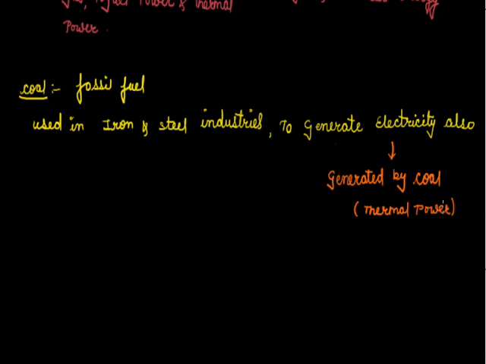Coal is also referred to as buried sunshine. Why is it referred to as so? Because it was formed millions of years ago when giant ferns and swamps were buried under the layers of earth. And when it comes in contact with sun rays, it begins to shine. That's why it is known as buried sunshine.